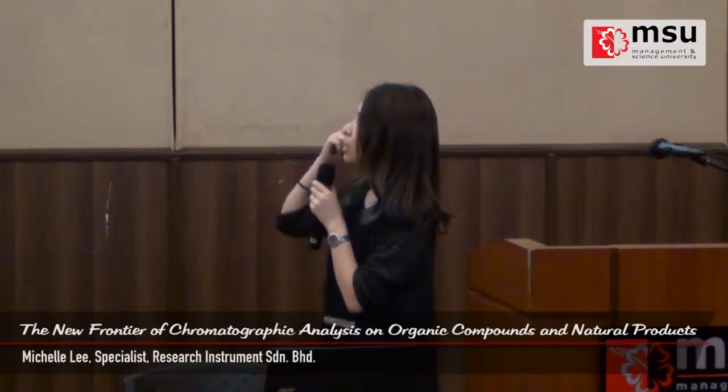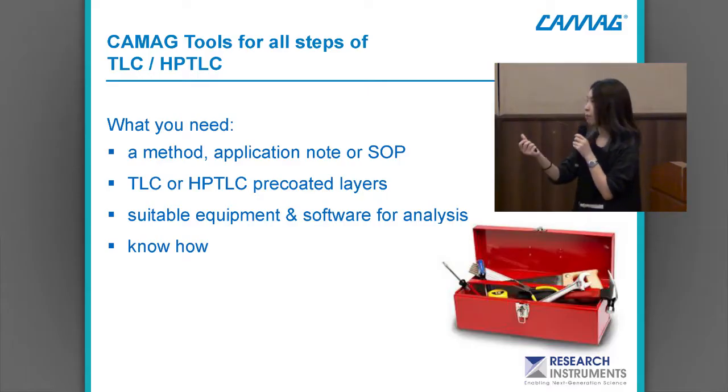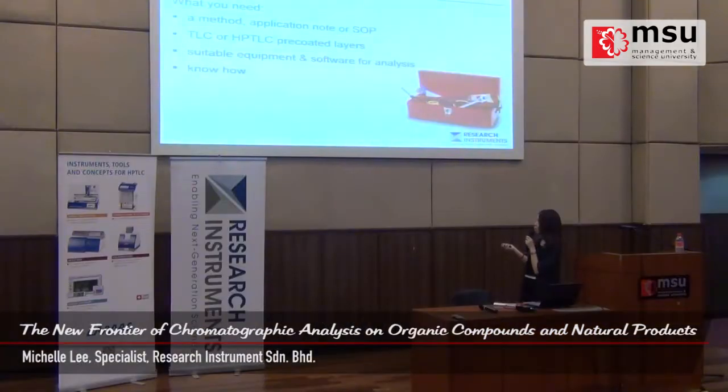Alright. So in order to get a better result, of course, you will need a method. That is for sure, you need a method, and then you will need the plates. And last but not least is the instrumentation that is going to help you. So using instrumentation, there is less human error, and therefore your result will be more reproducible.